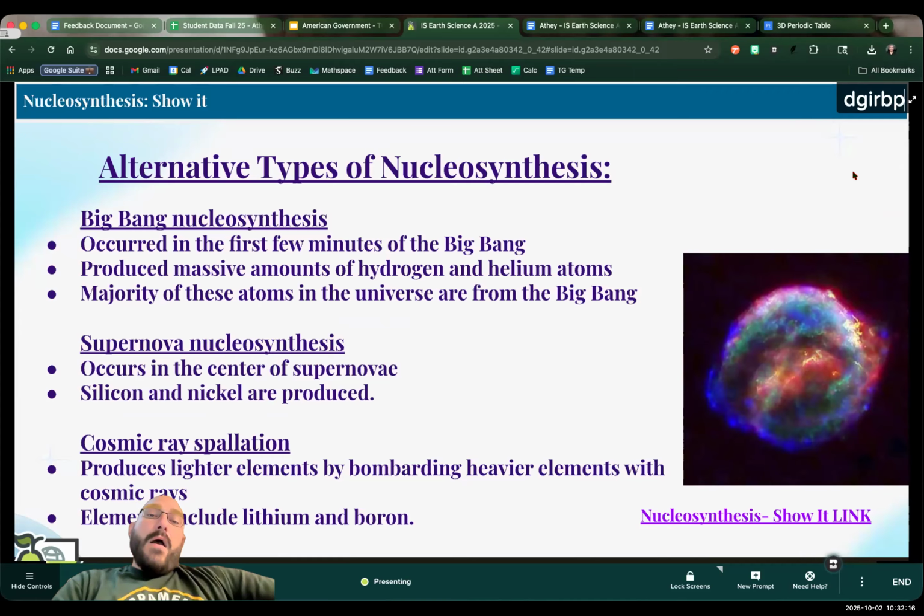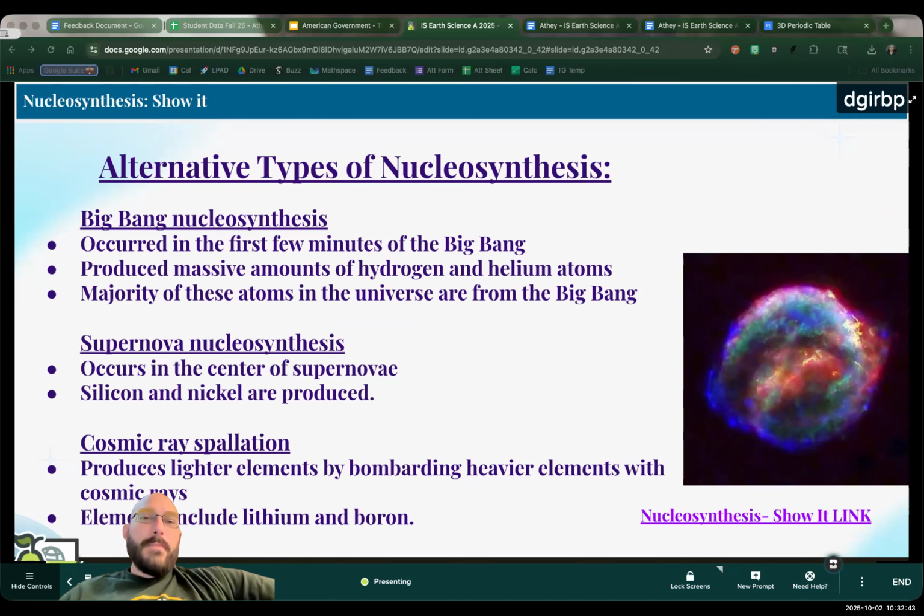Okay, we've got three different kinds of nucleosynthesis that are not what happens in the center of a star. We've got Big Bang nucleosynthesis. That's the creation of all the hydrogen and helium atoms when the Big Bang occurred, at the very beginning of the universe. That's where all the hydrogen and helium came from. So that's important, right?